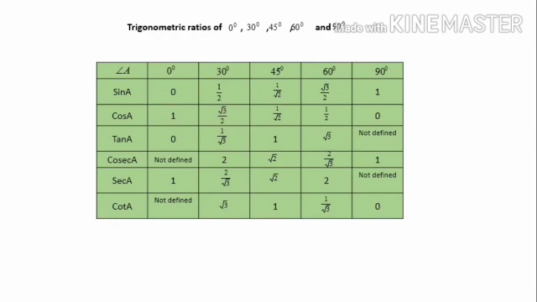Once again, 5 values only we have, that is 0, 1 by 2, 1 by root 2, root 3 by 2, 1. That I filled in the sin row from left to right. Then by using the same values I am filling the cos row from the right end to the left, that is 0, 1 by 2, 1 by root 2, root 3 by 2, 1.